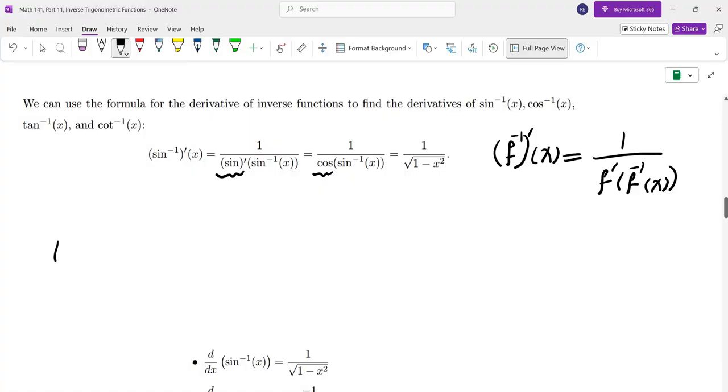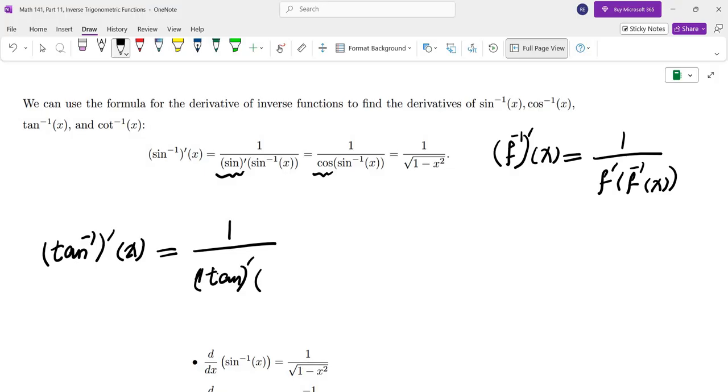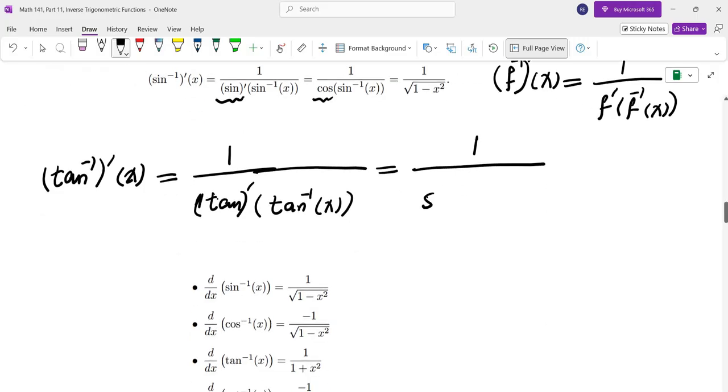Let's say you want to find the derivative of tan inverse of x. So this would be 1 over derivative of tangent at tan inverse of x. Now we have learned derivative of tangent. Derivative of tangent is secant squared. So this is secant squared of tan inverse of x.